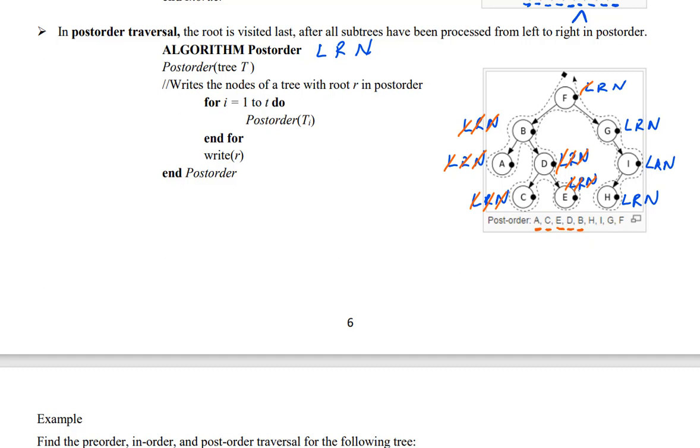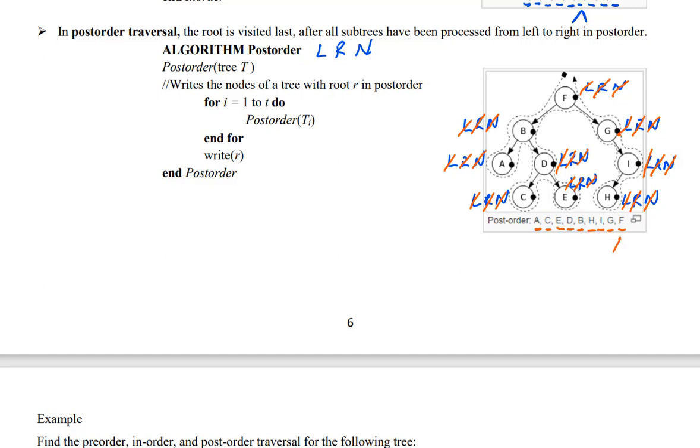Then you go back to F and it says go right, and I'm going right here, no left, and I'm going right up from this point, and we get I, which is go left. We get H, so we copy H, and now we're done with left and right on H. So we go back to I. It says go right, but there is no right, so next is to copy the node, which is I. Then you go back to this point here and you copy the node, and then you go back to F and you copy the node, the root. We're done. And this is the post order.